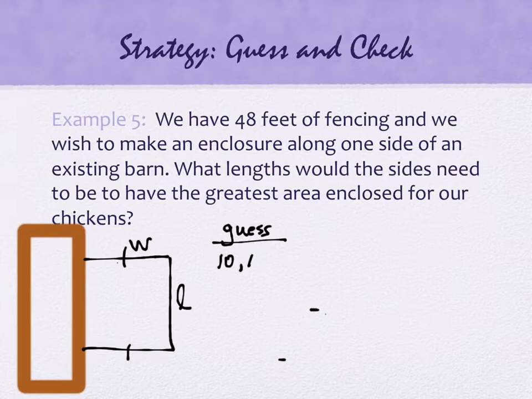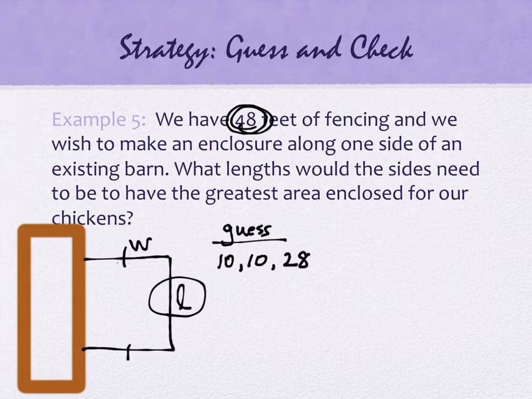So I'll start us out with a rather random guess and say that, let's say that we had 10 feet for our widths. What would be the length? 28. Yeah. Remember, we don't need this piece right here. There's not going to be a fence there. We just have the length here. Okay. So they have to add up to 48, right? 10 plus 10 plus 28, we got the 48.